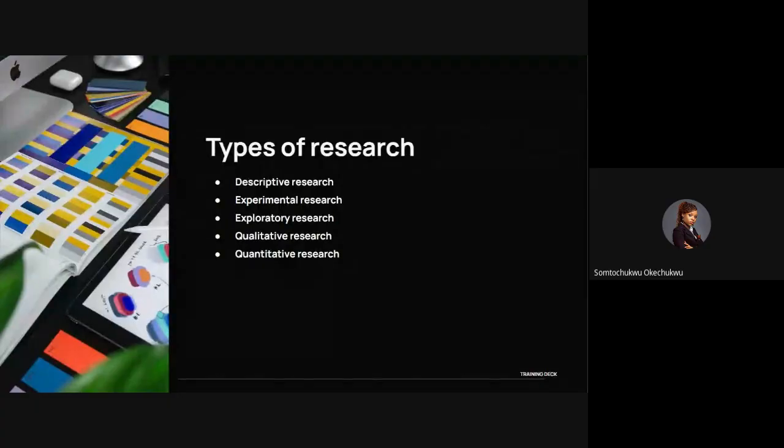Then we have experimental research. Now, experimental research is something most of us who did science know. All those studies or research that we do in laboratories, most times in closed spaces, sometimes open spaces too, and beyond the normal things to do with chemical reactions and all of that, there are still other kinds of experimental research that people do.